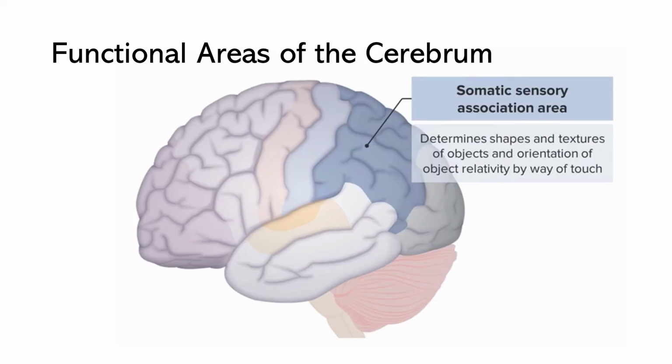Next, we're going to move on to some of our association areas. The somatosensory association area is an association area that allows you to determine things like the shapes and textures of an object, as well as an orientation of an object relative to another object by way of touch. It's also responsible for your memory of past somatosensory experiences so that when you touch a pencil, you don't have to remember that a pencil is a pencil every single time. It just stores that in your memory.